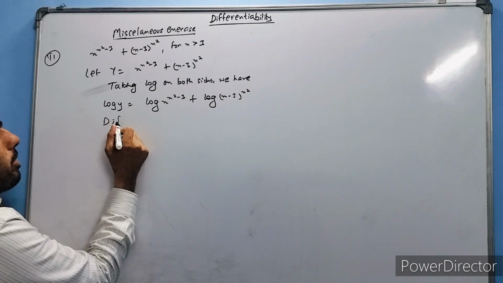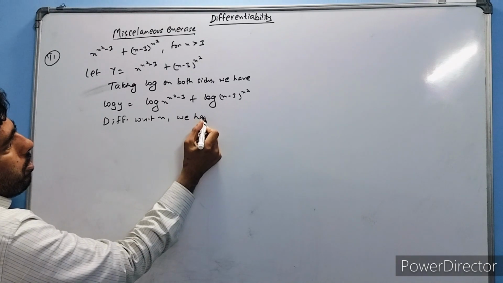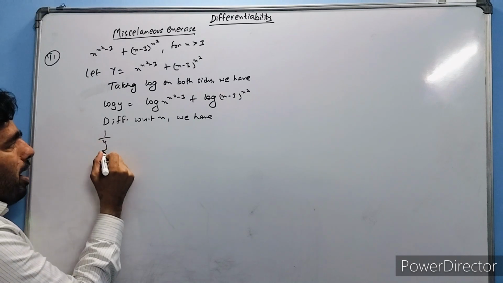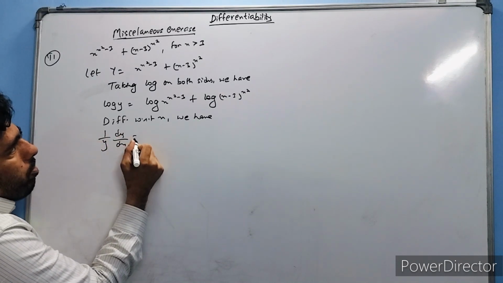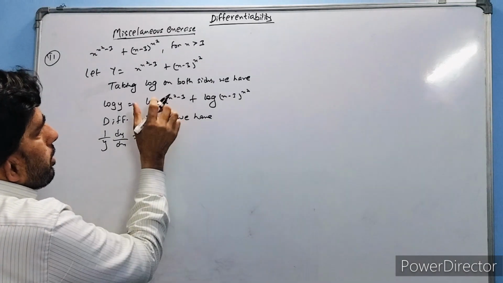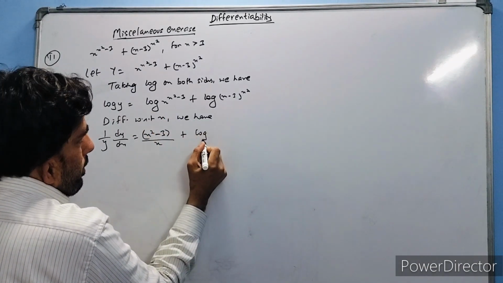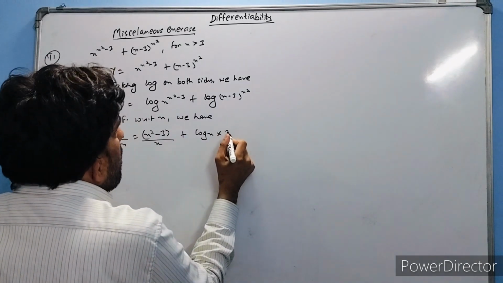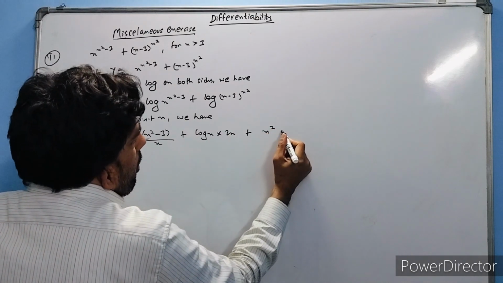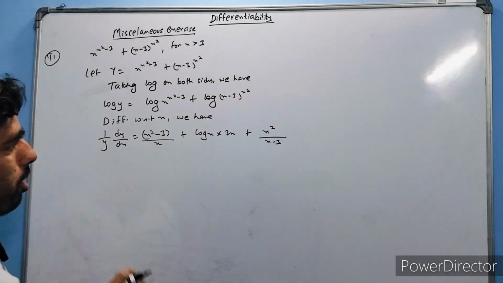Differentiating with respect to x, we have 1 upon y dy upon dx. It will be x square minus 3 into differentiation of log x, which is 1 upon x, plus leaving log x, we take the differentiation of this, which is 2x. Plus simply we have x square, and differentiation of log of x minus 3 will be 1 upon x minus 3, and differentiation of x minus 3 will be 1.